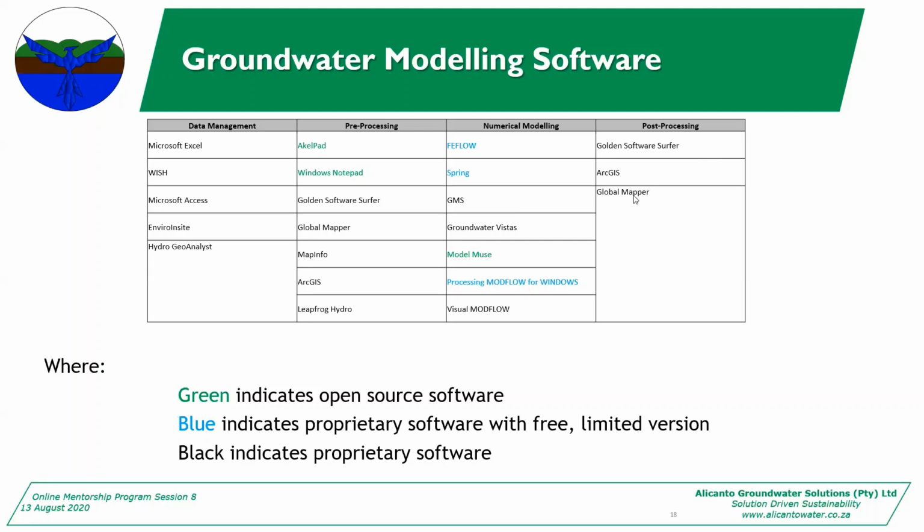For post-processing, I use Global Mapper and Surfer. I forgot to put QGIS on here, which is also an open source GIS package you can use. So it's just a quick overview of the modeler's toolkit.